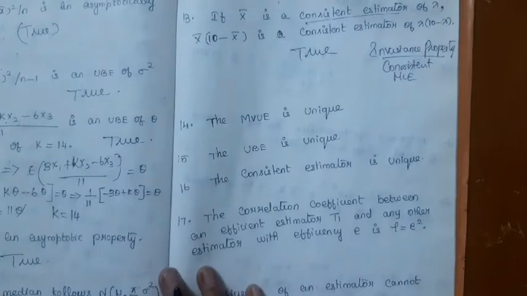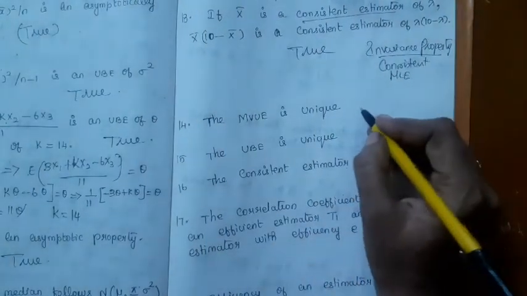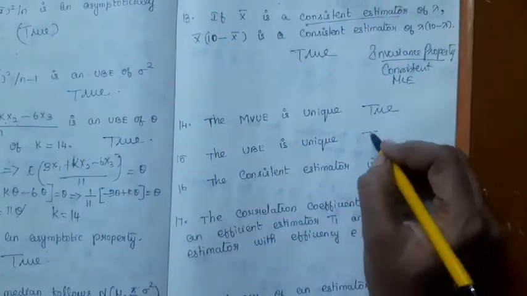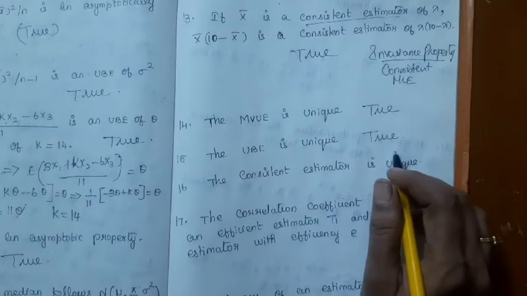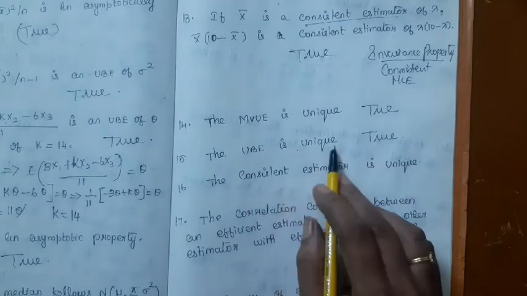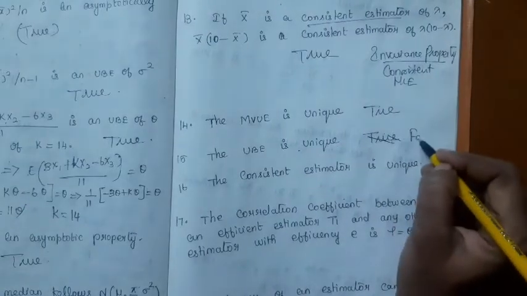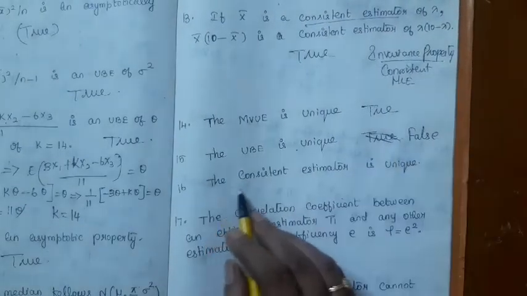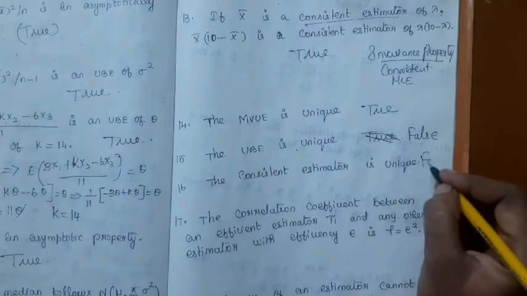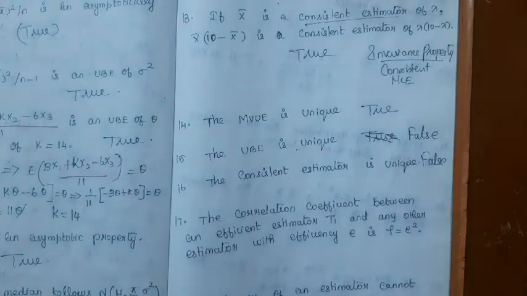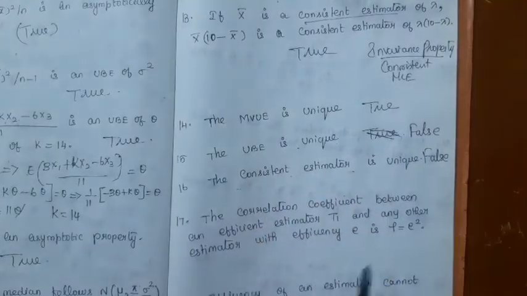Now, the minimum variance unbiased estimator is unique. Yes, it is true. But the unbiased estimators are not unique. Right? They are not unique. Unbiased estimators unique is false. The consistent estimator is unique. This is also false. You have many consistent estimators and the one which has least variance is called the efficient estimator. You have many unbiased estimators and the one which has least variance is called the minimum variance unbiased estimator. So these two estimators are not unique.